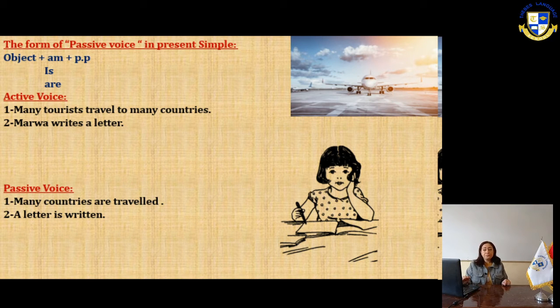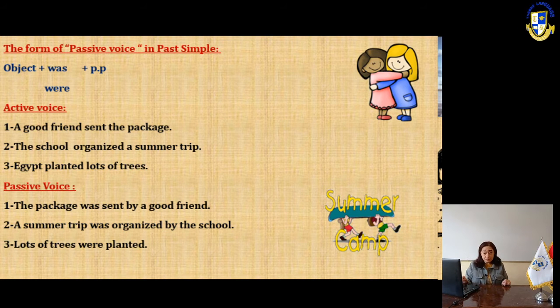Slide 5. Moving to another tense, which is the past simple. Begin with the object. Then verb to be in the past simple would be was or were. And then the past participle. For example, a good friend sent the package. A good friend subject, sent verb in the past simple. The package is the object. So you have to begin with the object, which is the package. Then verb to be in the past simple, which is was or were, and of course the package here would take was, not were. Then the past participle of the main verb sent would be also sent. So the package was sent by a good friend.